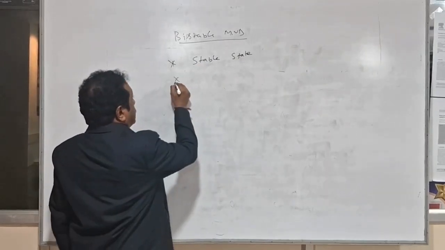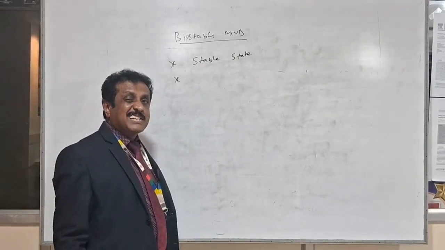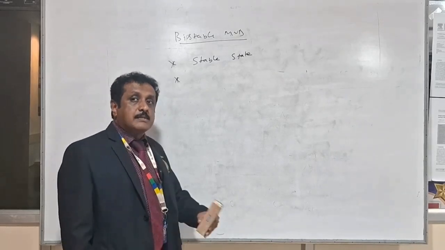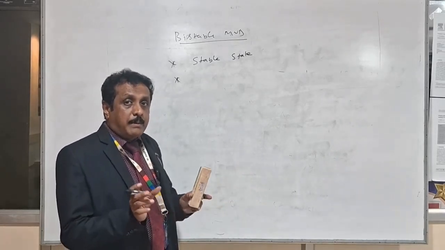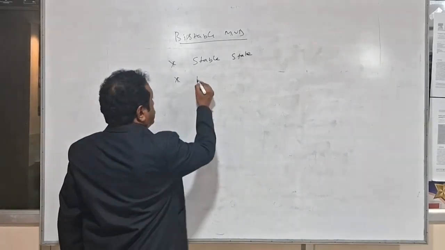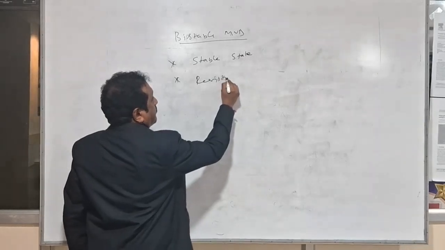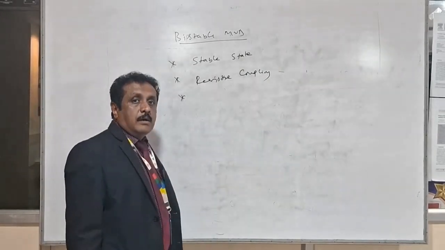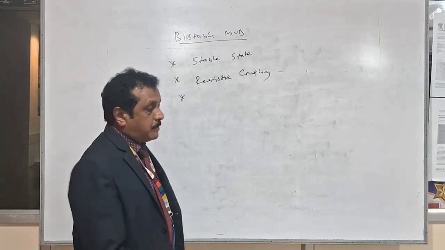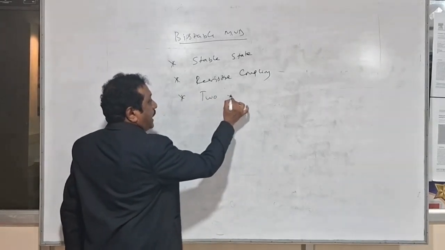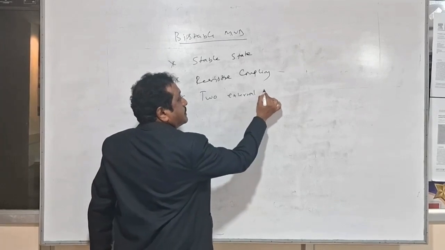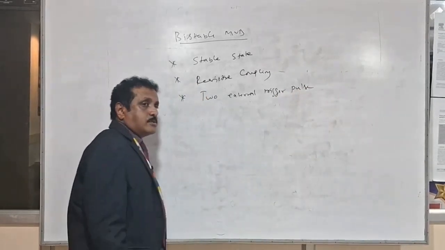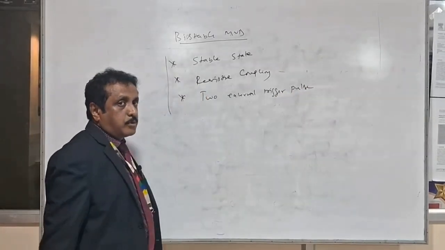And second, here we use resistive coupling. In astable, it is capacitive coupling; in monostable, RC coupling. But in bistable, both the coupling elements are resistors. Here we use resistive coupling. Last one, how many trigger pulses are required? In the bistable multivibrator, it requires two external trigger pulses. One is set, the other one is reset. So these three are the points related to bistable.